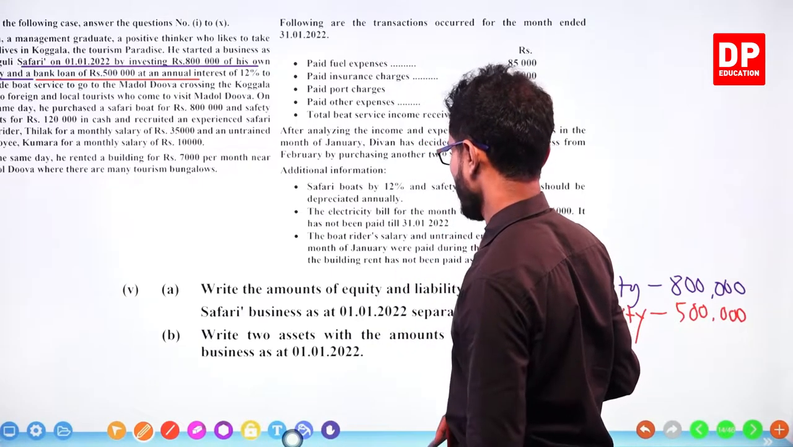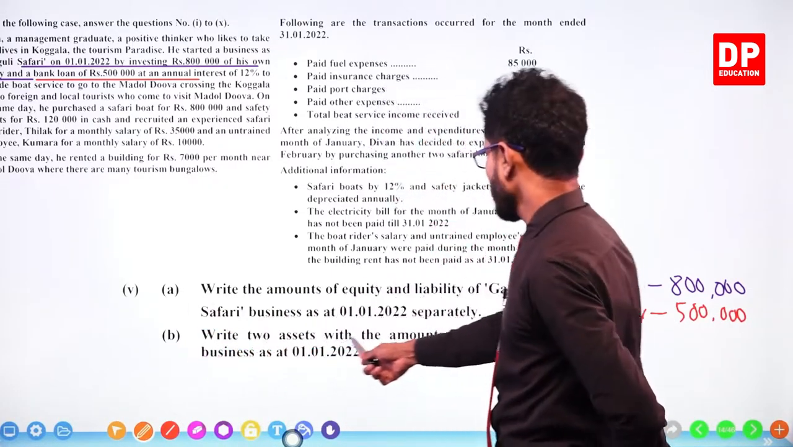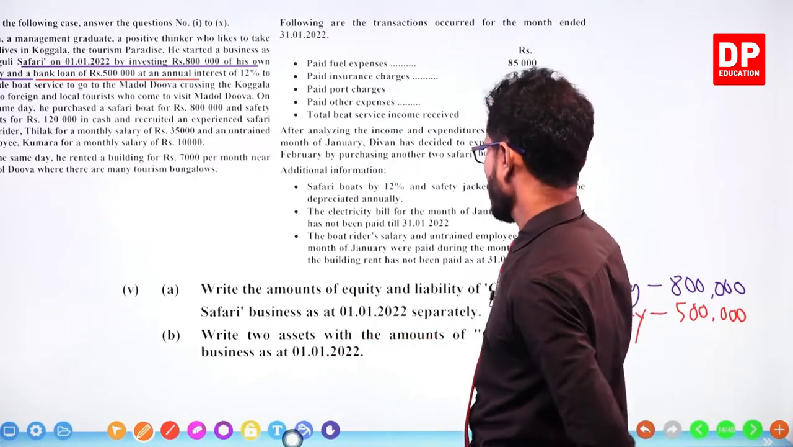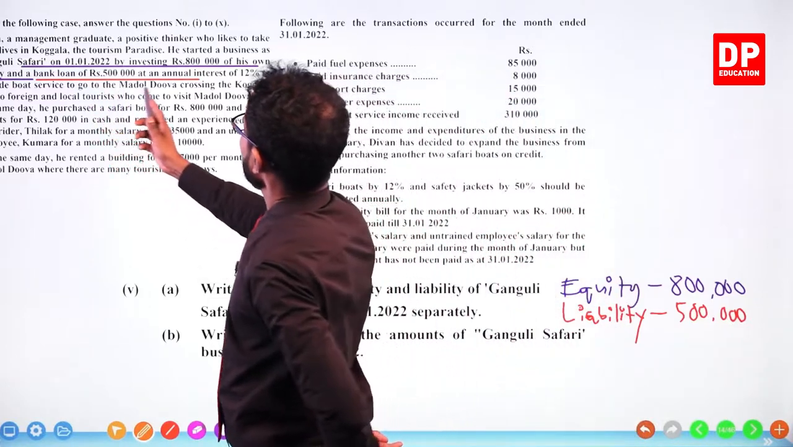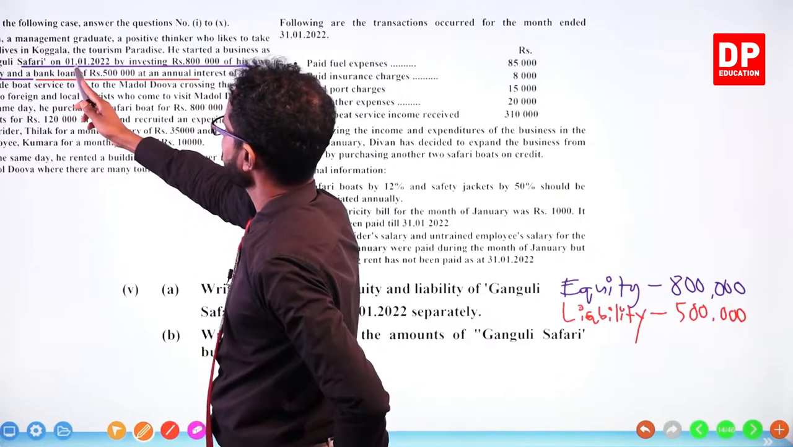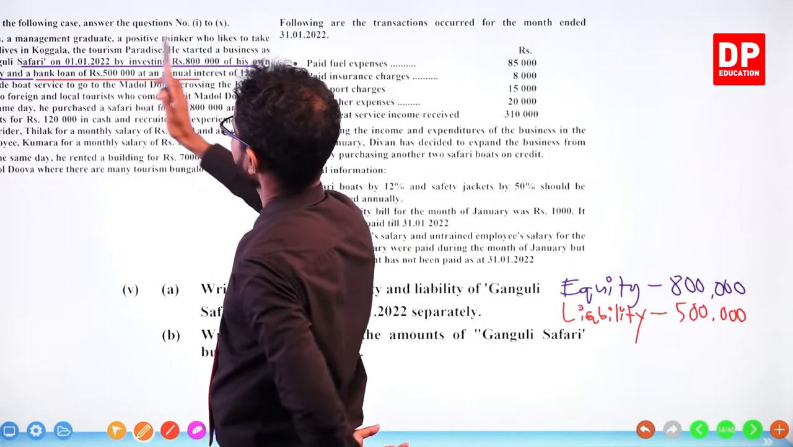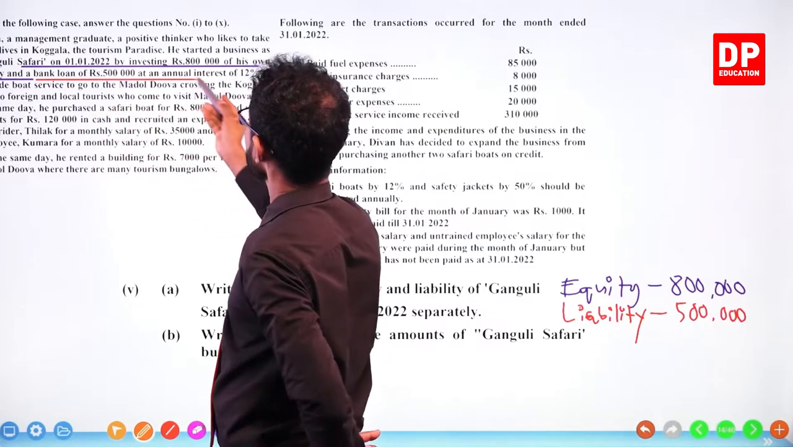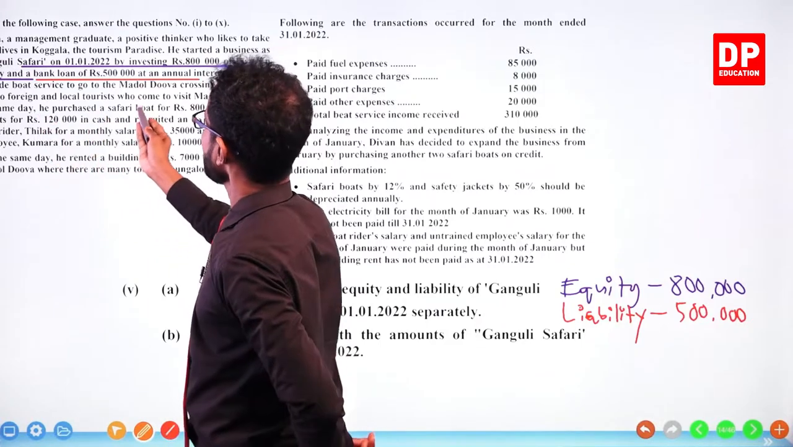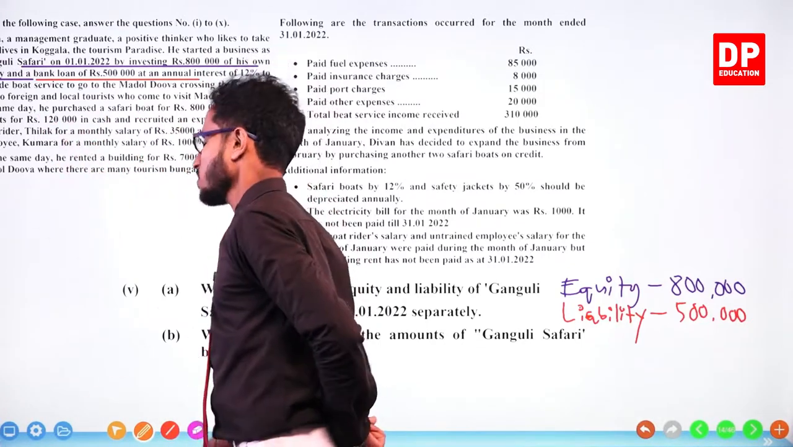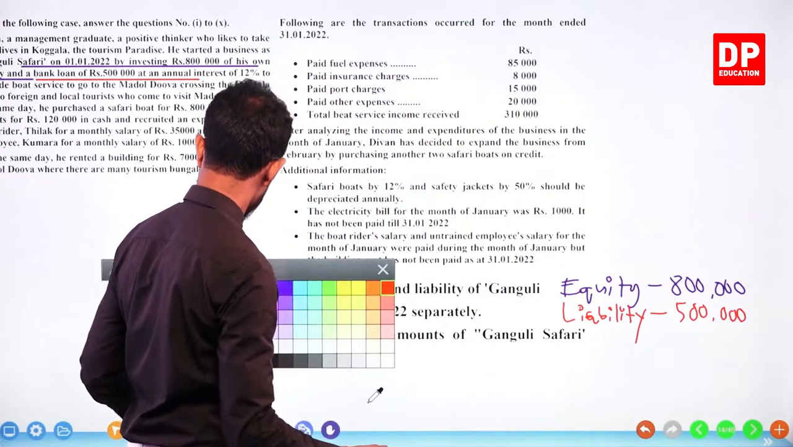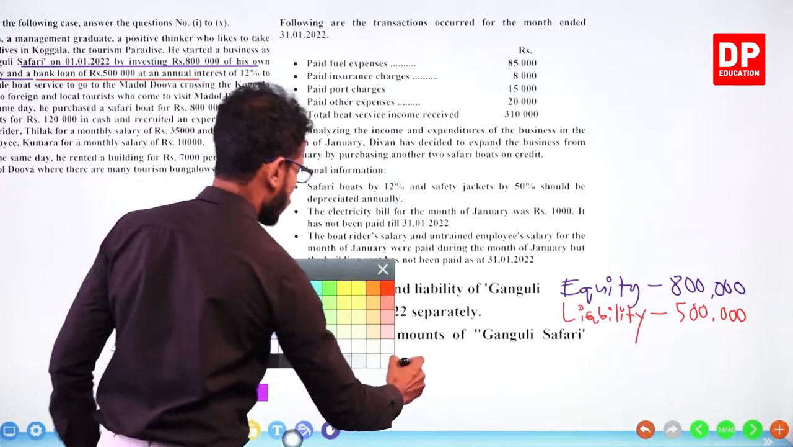Next, we have write the assets, B part. Write the assets with the amounts of Ganguly Safari business, 1st January 2022. After crossing the Kaugala Lake, after investing his own money, 800,000, and bank loan of 500,000, on the same day, purchase safari boat 800,000 and safety equipments 120,000. Those are the assets. Safari boats and safety jackets.